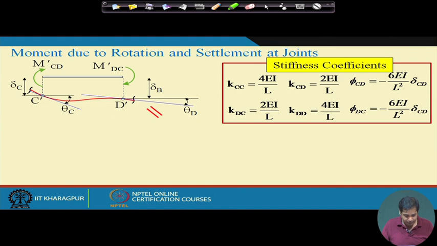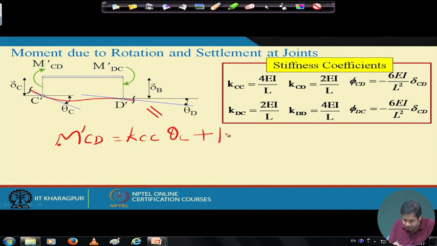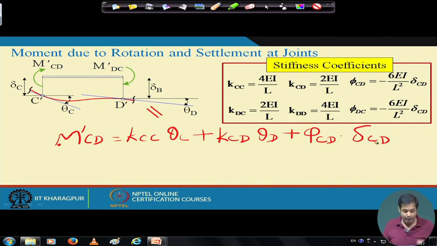Next, once we know the stiffness coefficients, what will M dash CD be? This is the moment at C. It is the moment at C due to theta C, plus the moment at C due to theta D, plus the moment at C due to delta CD. The moment at C due to theta C will be KCC into theta C, where KCC is the associated stiffness coefficient. Plus the moment at C due to theta D, which is KCD into theta D. Then plus the moment at C due to support settlement, which will be phi CD into delta CD. So this will be the total moment at C.